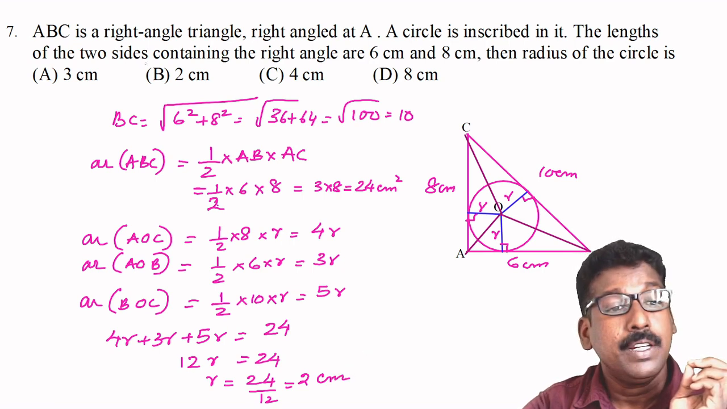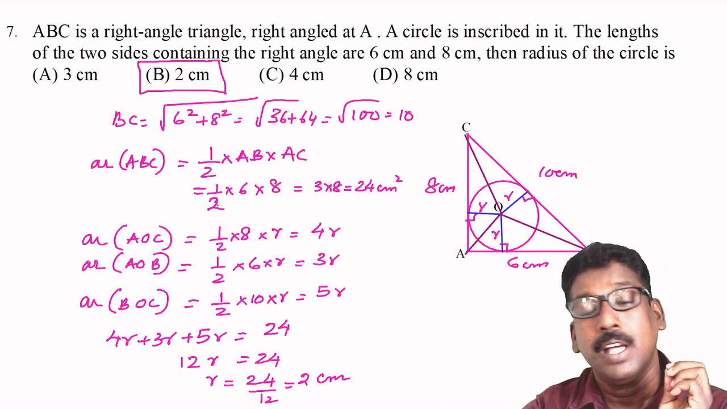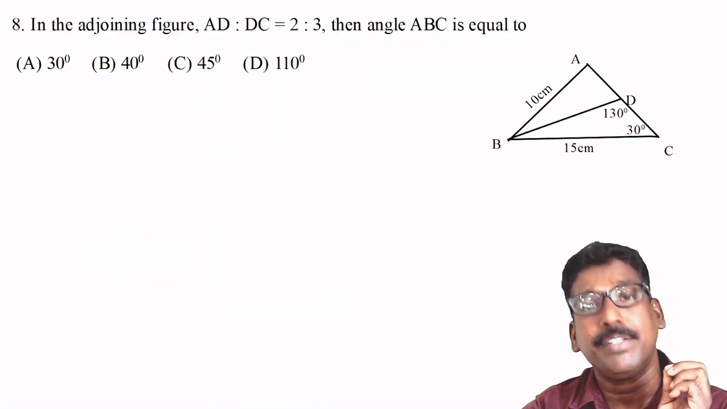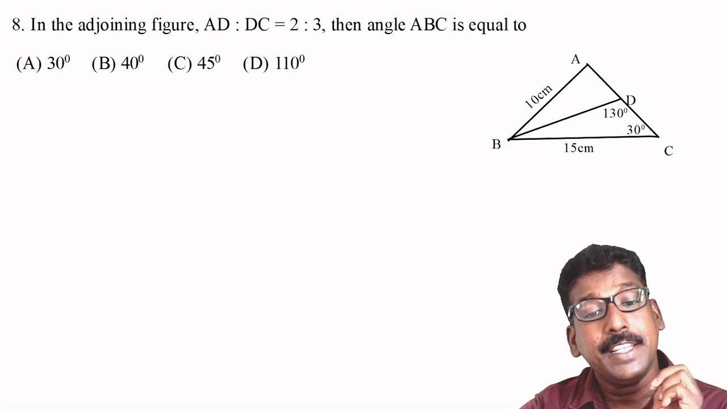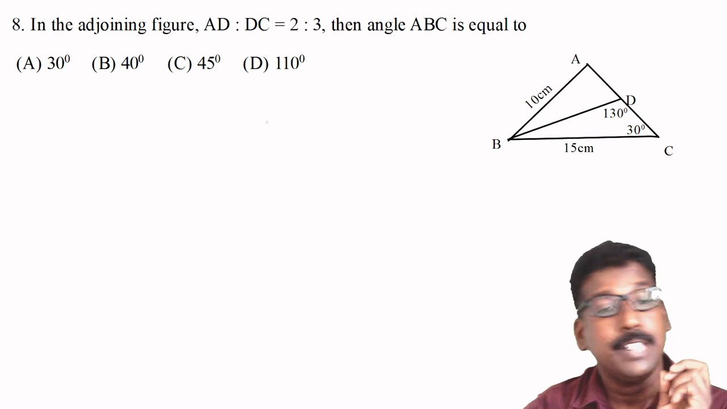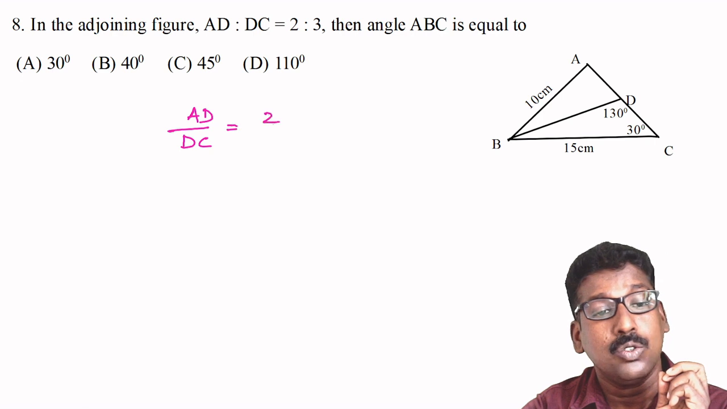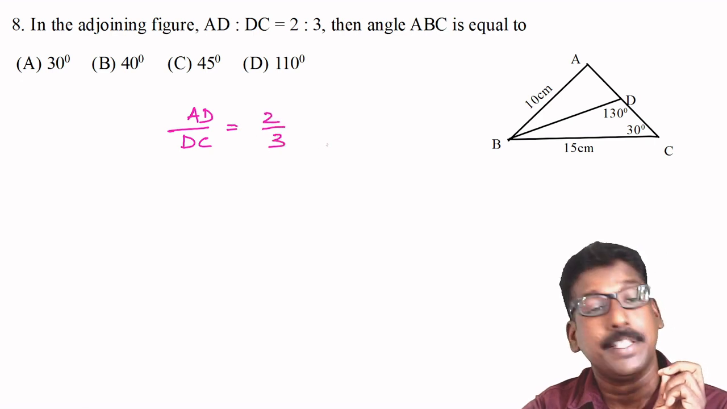So option B, 2 centimeter is the correct option. Now let us look at the next question. Question number 8. In the adjoining figure, AD is to DC is 2 is to 3. That is AD by DC is equal to 2 by 3.